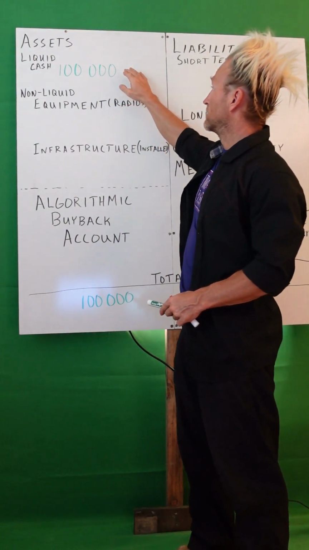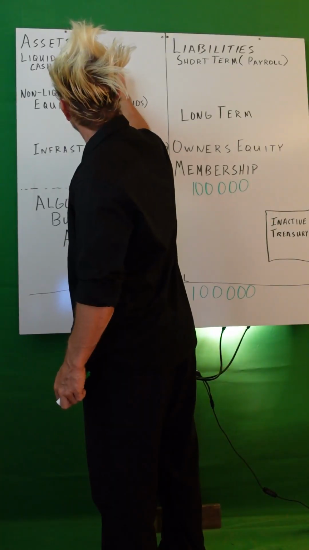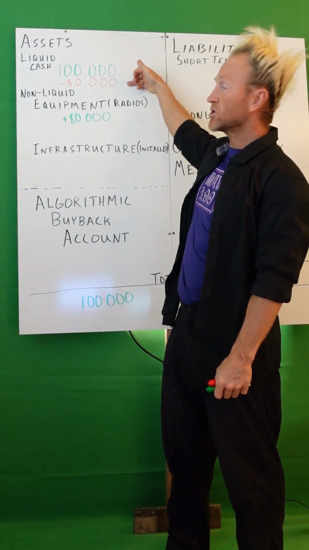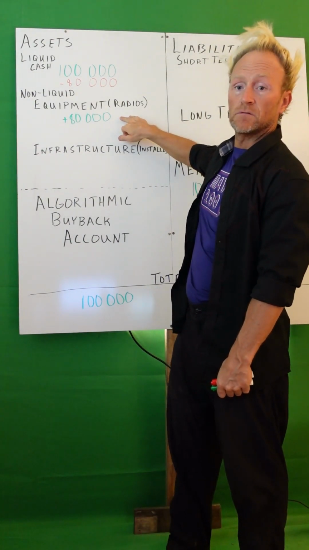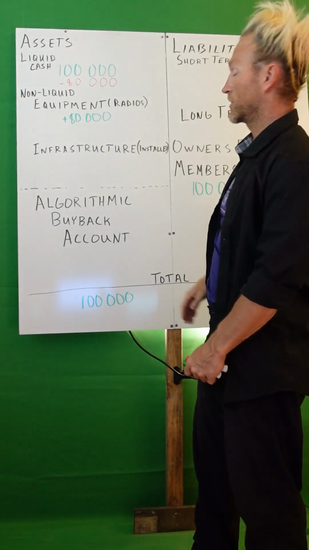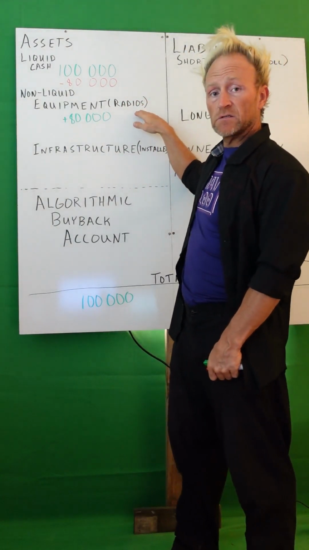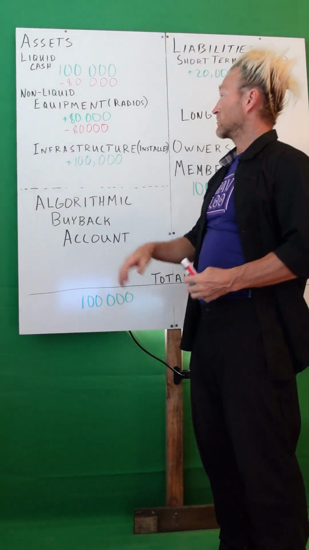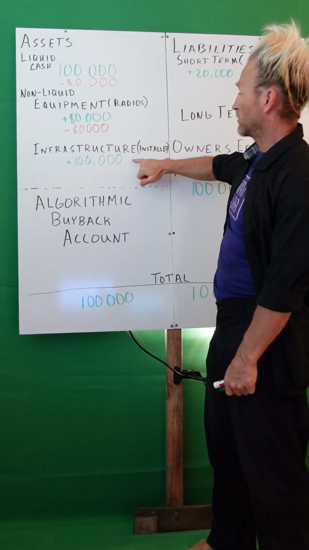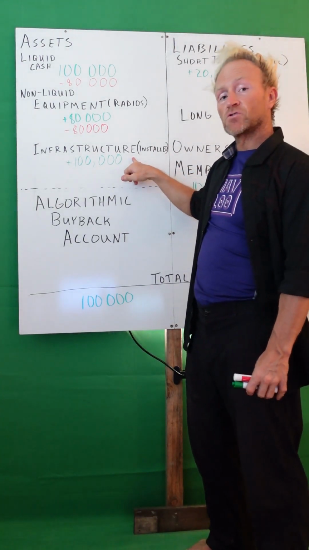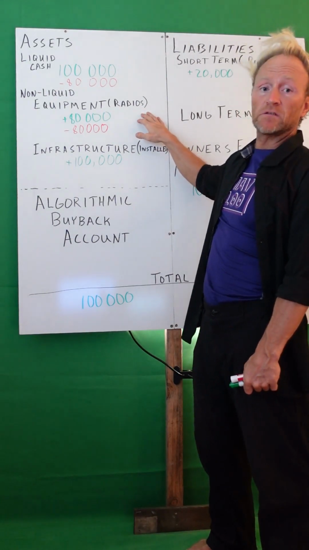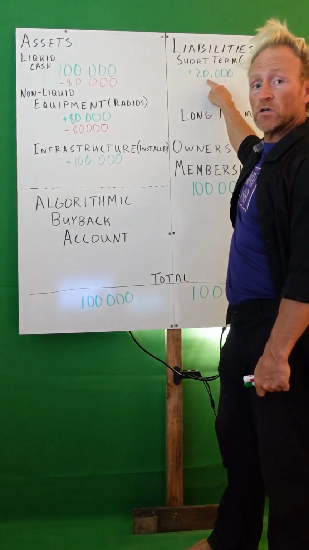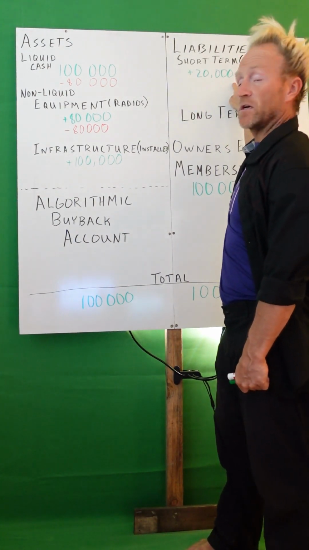So the first thing we're going to do is buy some radios. We subtract $80,000 from cash, and we add $80,000 to radios. This still balances. We're still at 100. We're going to take these radios and install them and turn them into an asset that makes revenue. Installed infrastructure is worth more than radios on a pallet. So we have added $20,000 in value here, and we've added short-term expenses, payroll, of $20,000.